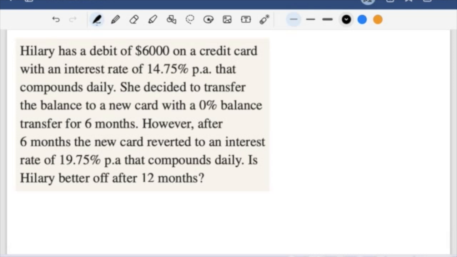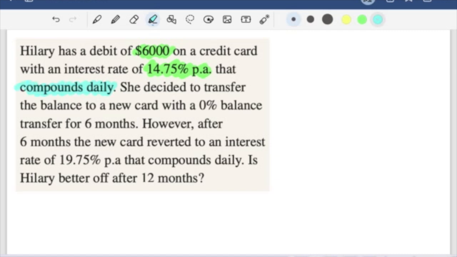And we're going to break down this question together, and we're mainly just using the concepts we learned in the previous video about compound interest with credit cards. So this question, I'll highlight the key points. It's saying Hillary has a debt of $6,000 on a credit card with an interest rate of 14.75% per annum that compounds daily. I'm going to do that in a different color just to draw attention to it.